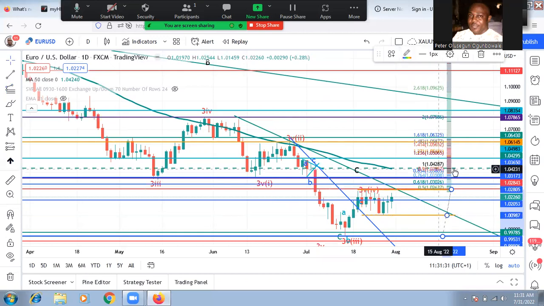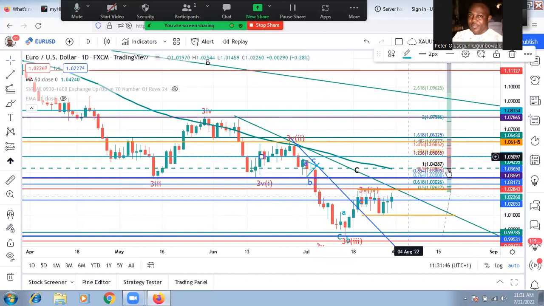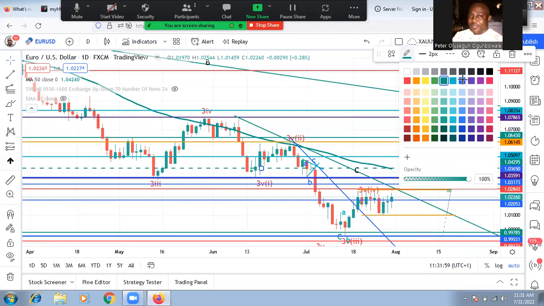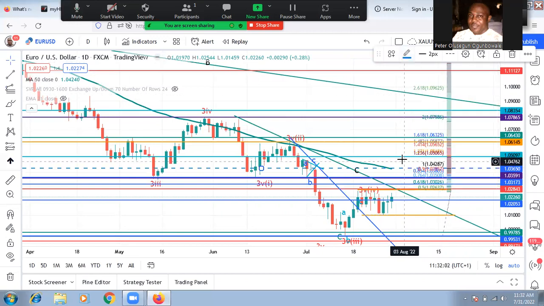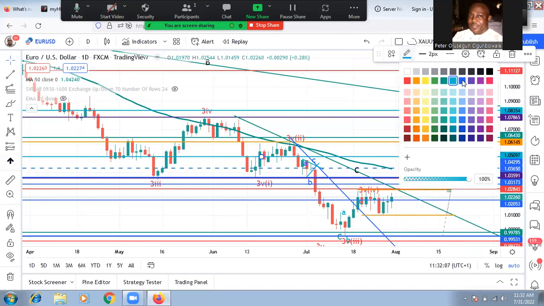where we have this green line, it will be the 100%. And where we have this will now be 123. But I won't expect 123 really, but it's not impossible. So if price should break above here, then we should look for our trade around this zone. So let me change this to blue. I will change that to blue.